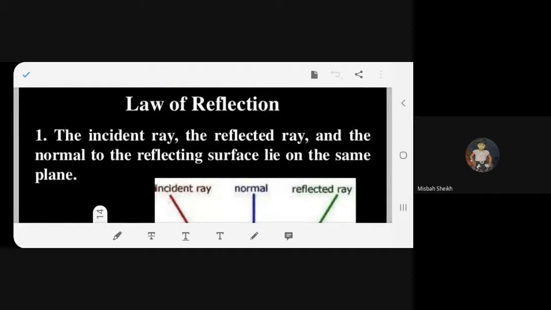Yes, read. Law of reflection. Number one, the incident ray, the reflected ray, and the normal to the reflecting surface lie on the same plane. So what is the second law of reflection? The first law of reflection was angle I is equal to angle R.